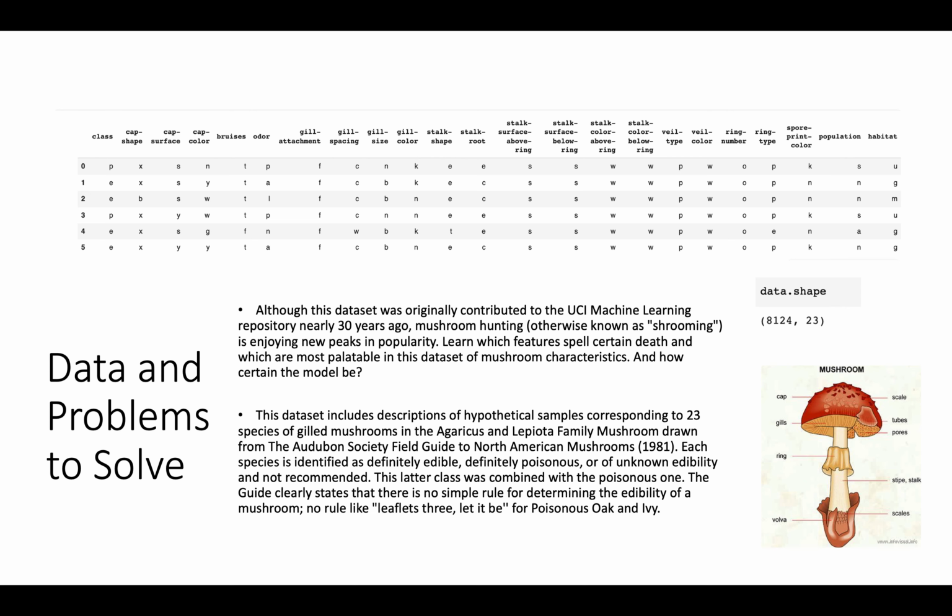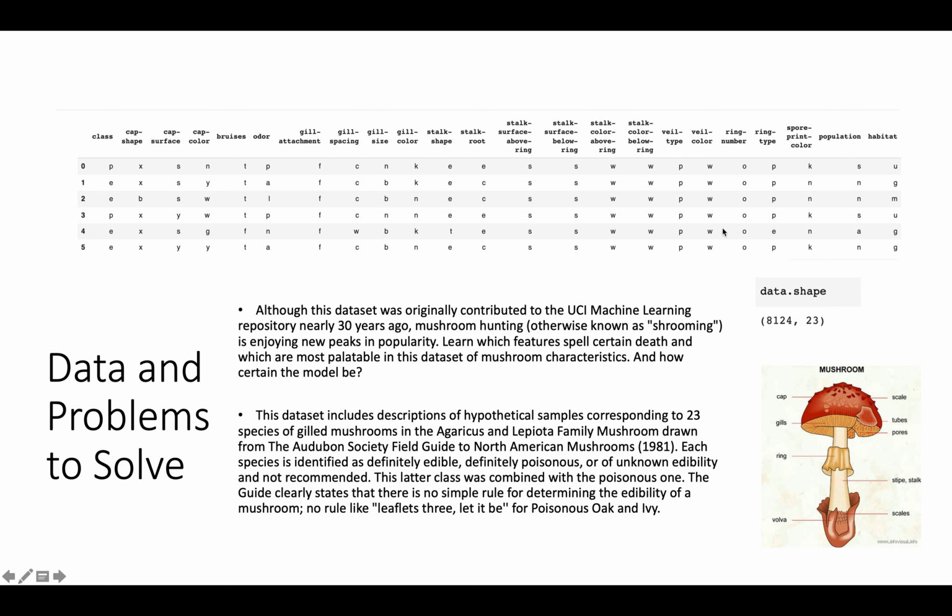First, let's have a look at the data and problems we're going to solve. From the top pictures, we could see the snapshot of our data. We downloaded our data from Kaggle. This data was originally contributed to the UCI machine learning repository nearly 30 years ago. Since mushroom hunting is still very popular and it's hard to decide if a mushroom is edible or poisonous, we're going to build a model based on this data set.